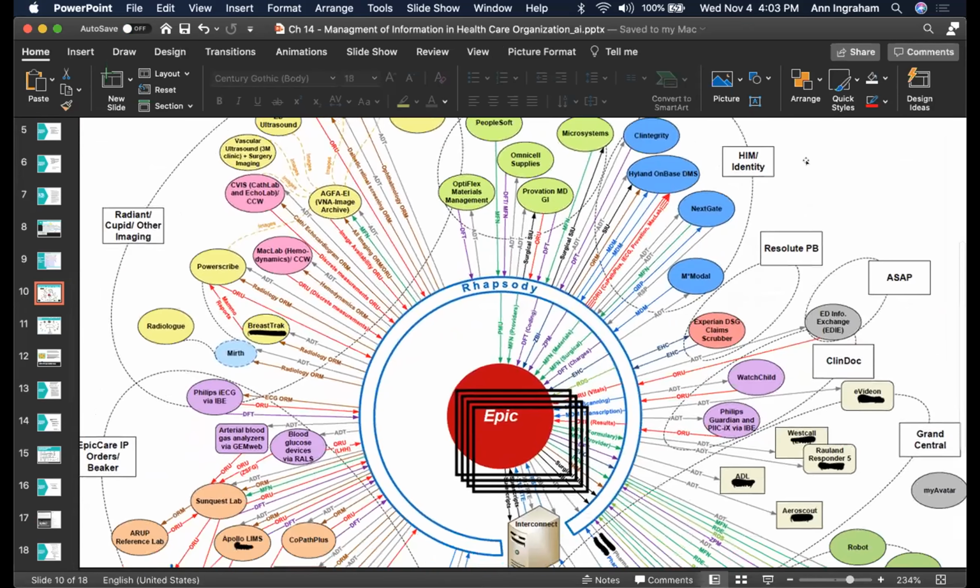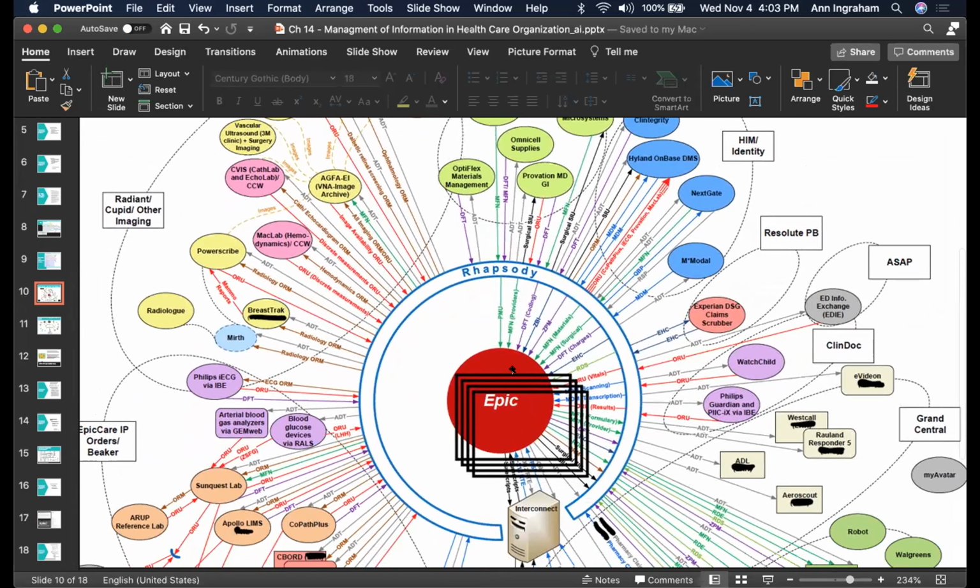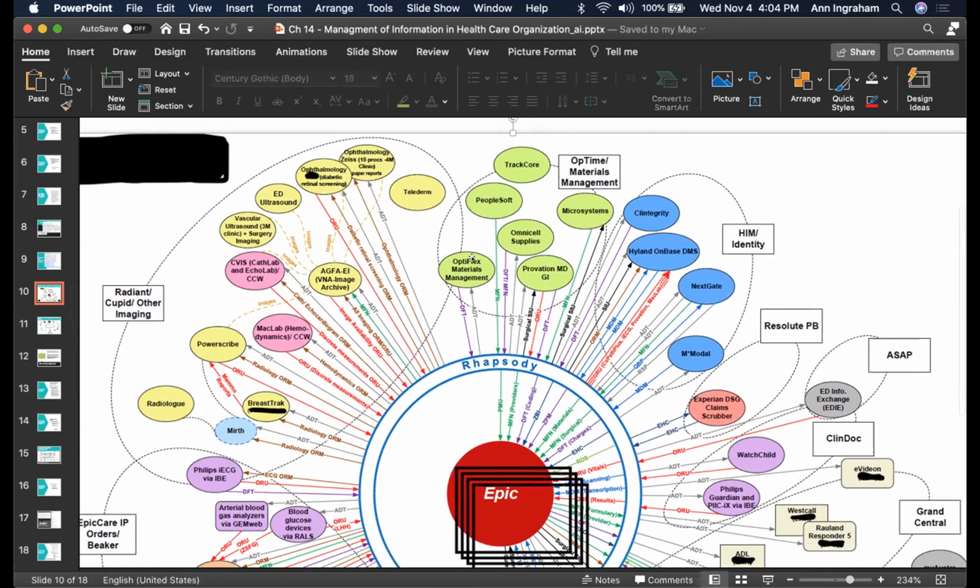So in this example, EPIC is the EHR, the electronic healthcare record. Rhapsody was the interface engine, okay? And each of these was a different software. So here's PeopleSoft, here's Omnicell Supplies, right? So like, for example, cotton balls and syringes, right? They track that there. Provation is a computer system that they use for the GI department, right?